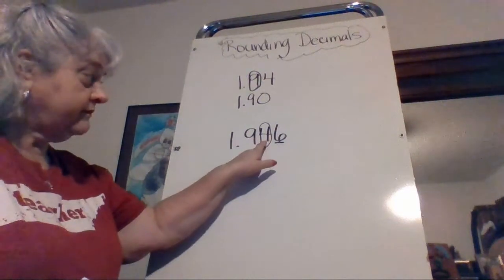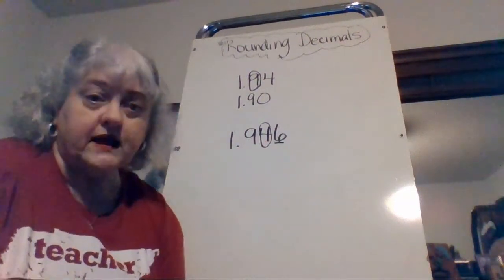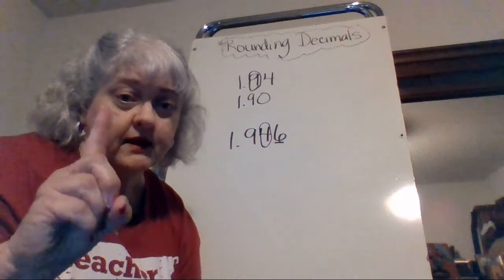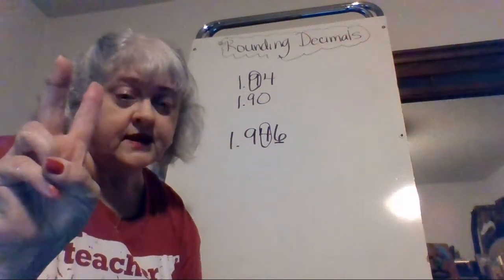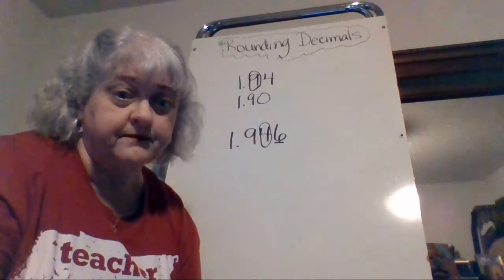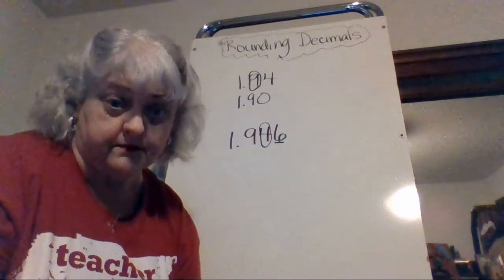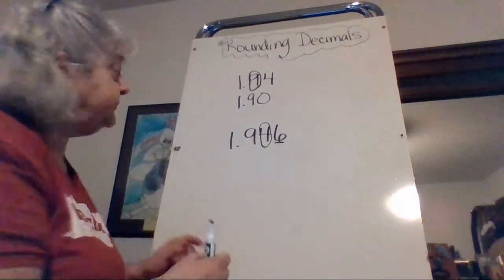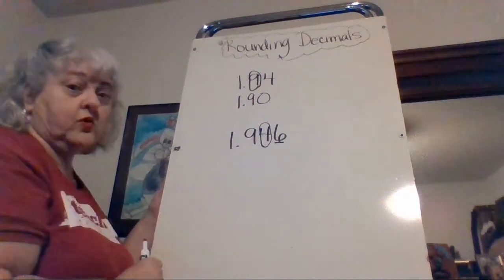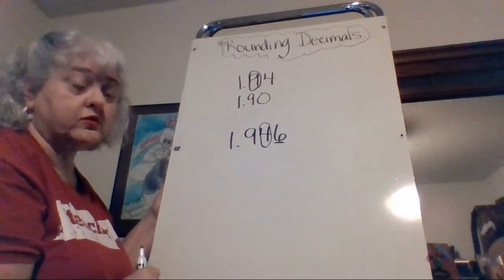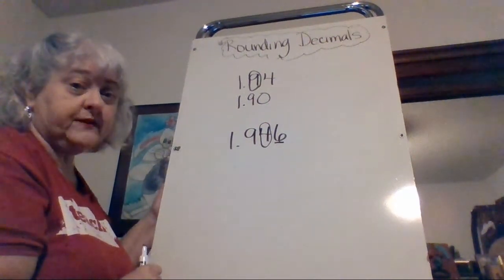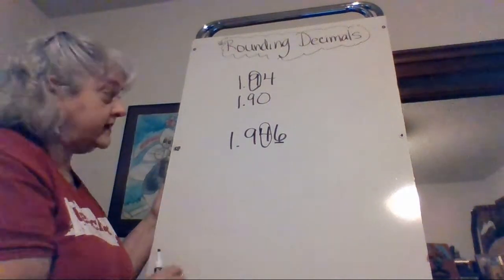Remember, the number that's circled can only do one of two things. It's either going to stay the same or it's going to raise up. So the rhyme: Look right next door. If it's 5 or more, raise the score. If it's 4 or less, let it rest.